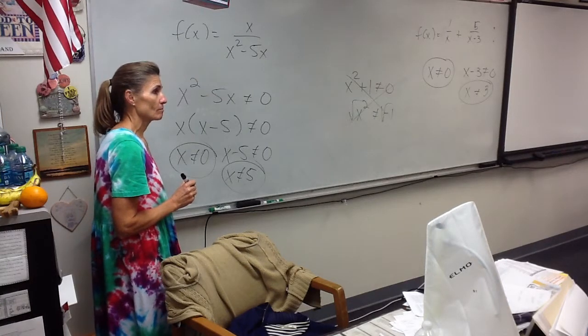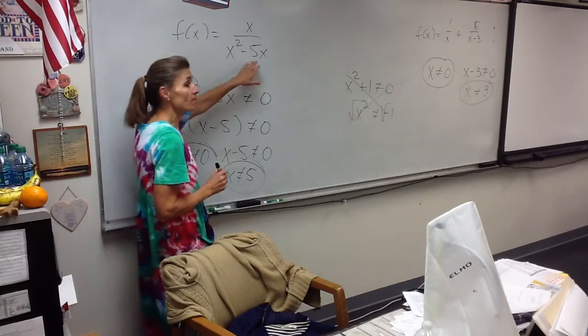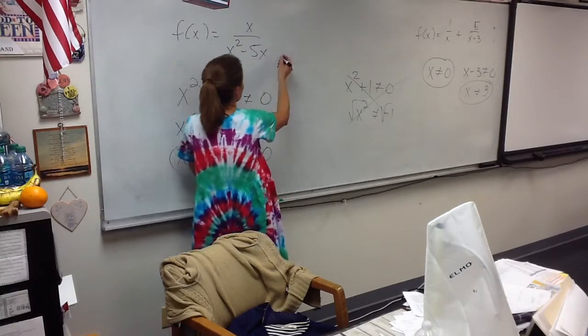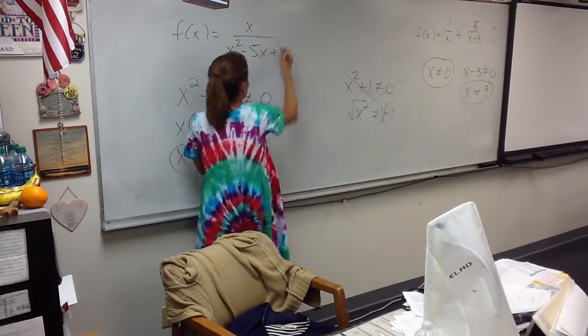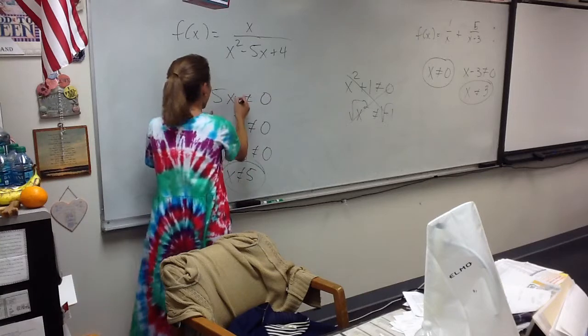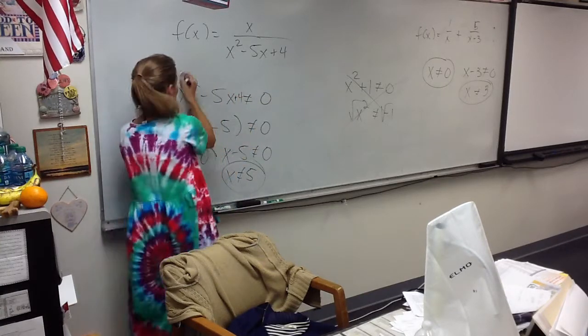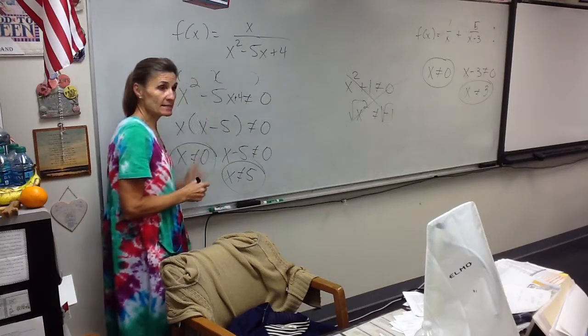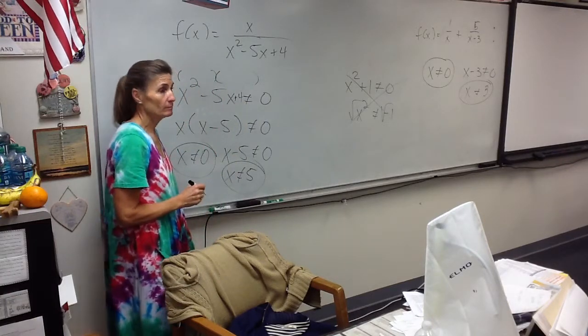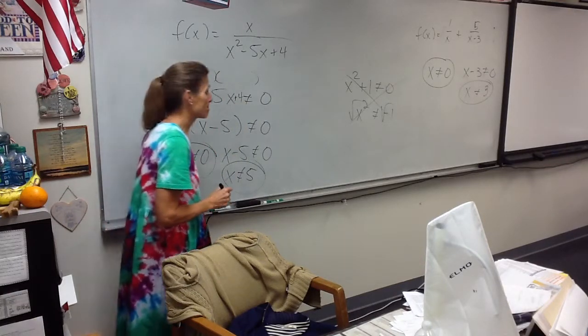Now, what would we do if this denominator had like a +4 on it? What would I do now? Because now that would be not equal to 0, so what would I do here? I'd factor it, right? I'd do this. And I'd still get 2 different answers, right? Yeah. Good.